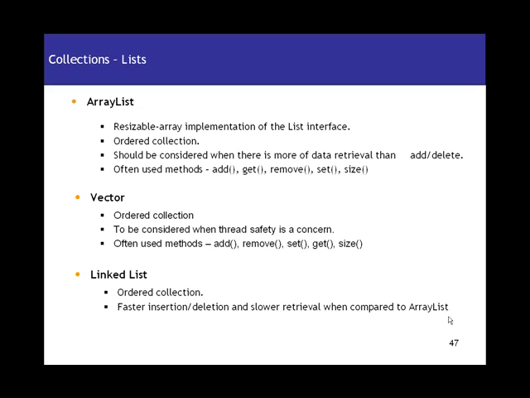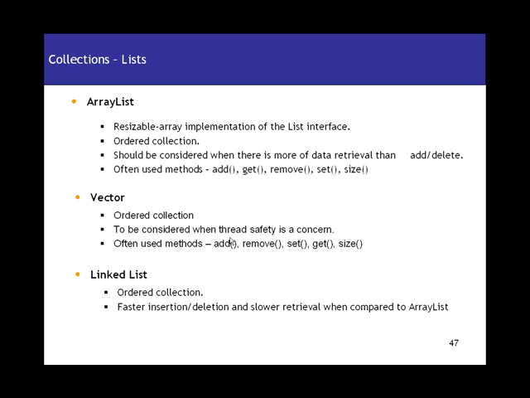Okay. So the first implementation of list is an array list. This is nothing but a resizable array implementation of list. We discussed earlier that for arrays you need to specify a size, but when it comes to an array list, you don't need to specify a size. It can be indefinite, right? And as we just discussed, it's an ordered collection, and this should be considered when there is more data retrieval than add and delete.